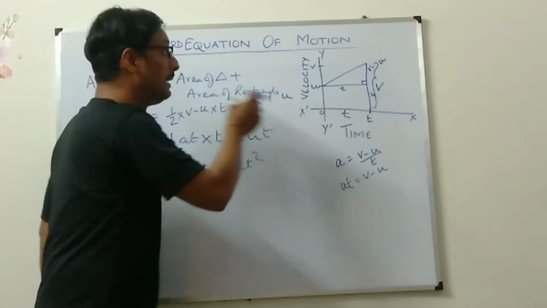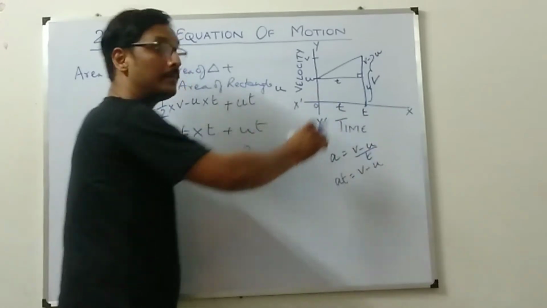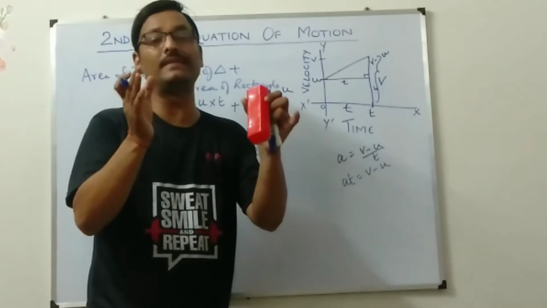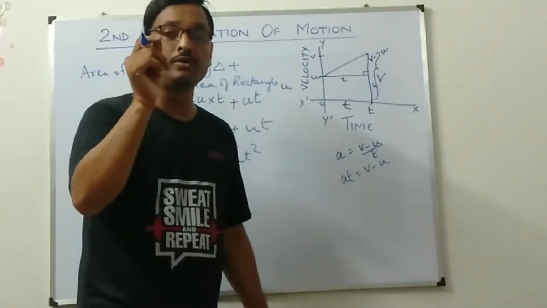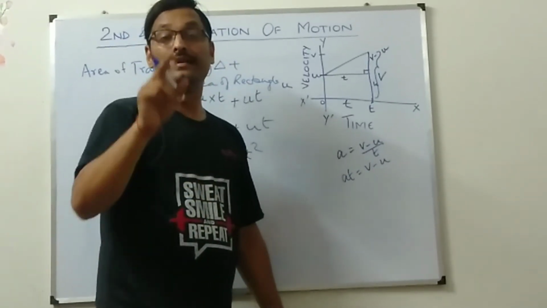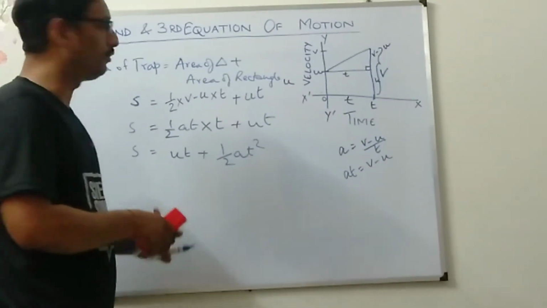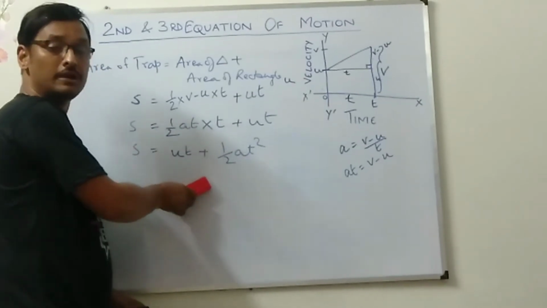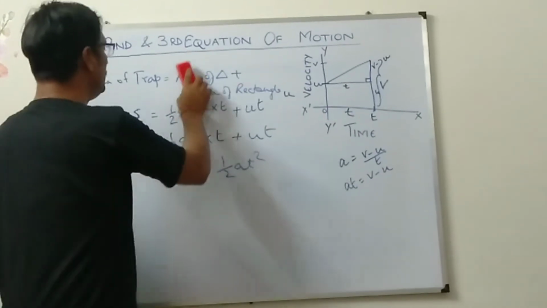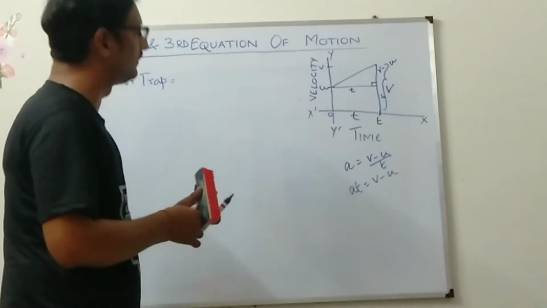This I have found out by segregating this trapezium into triangle and rectangle. If I do not segregate it and take this trapezium as a whole, and find the area of the trapezium itself, then I will get the third equation of motion. So let's try that one also. You pause the video and write it down. For finding the third equation of motion, you need to find the area of the trapezium itself.